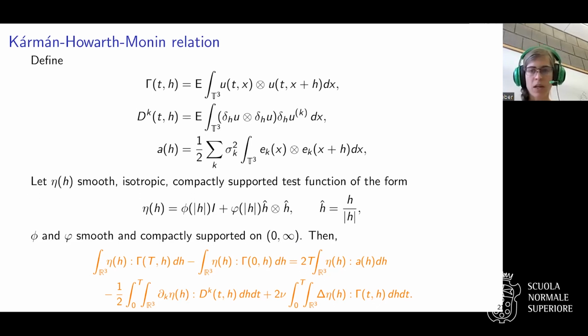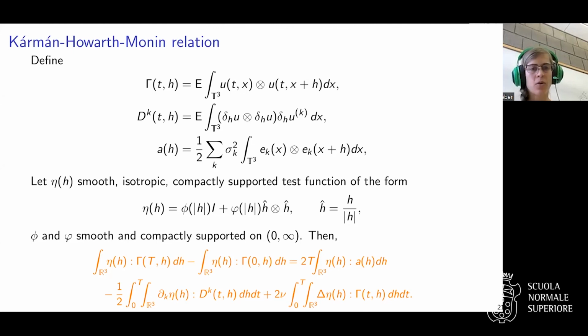So the rigorous version we use here looks like this, which looks a little messy. Here eta is a test function that is isotropic, smooth and compactly supported. Here phi and phi are radially symmetric and smooth test functions. And then we take the first one with the identity matrix, the 3x3 matrix, and this one is a vector, the direction of the vector tensor product with itself.